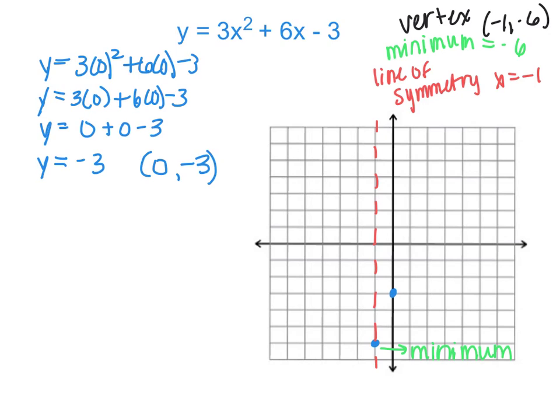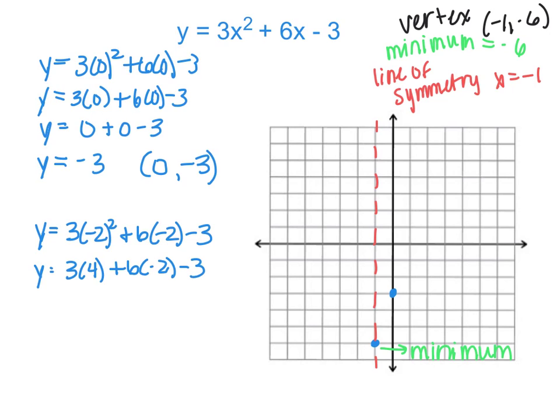Now let's see what would happen if I chose the next point to the left, and that would be negative 2. So I'm going to take the same equation again, and I'm going to plug in a negative 2 for all the x's. So negative 2 squared is a positive 4. And 3 times 4 is 12. A positive 6 times a negative 2 is a negative 12. And 12 minus 12 is 0. Minus 3 is negative 3.